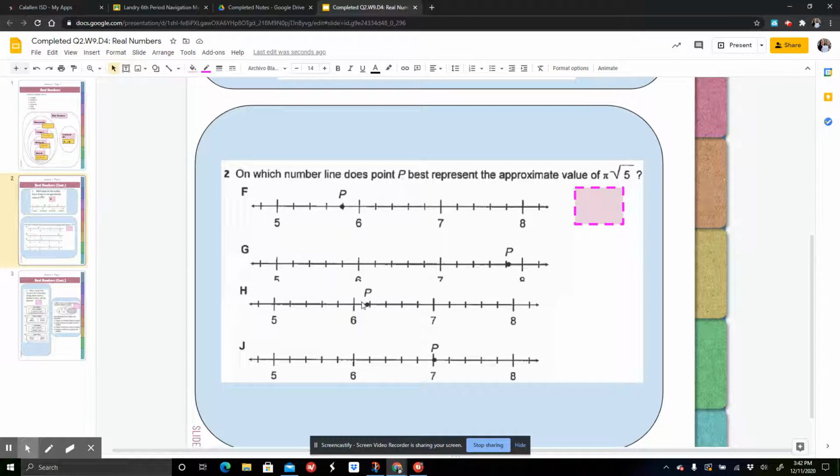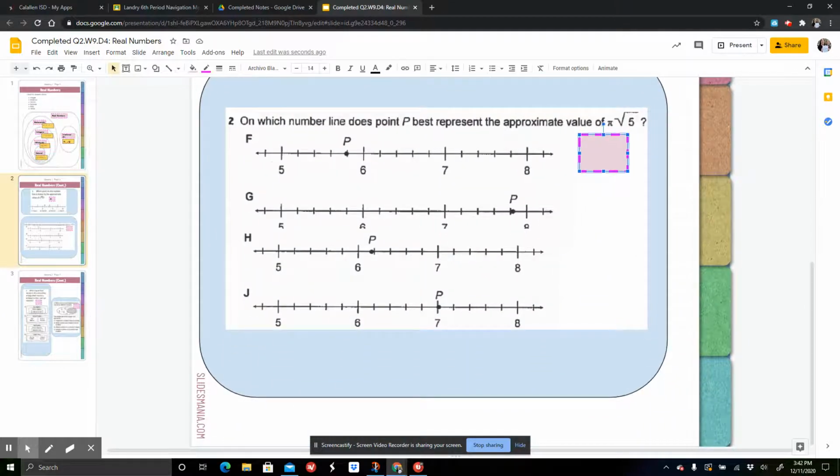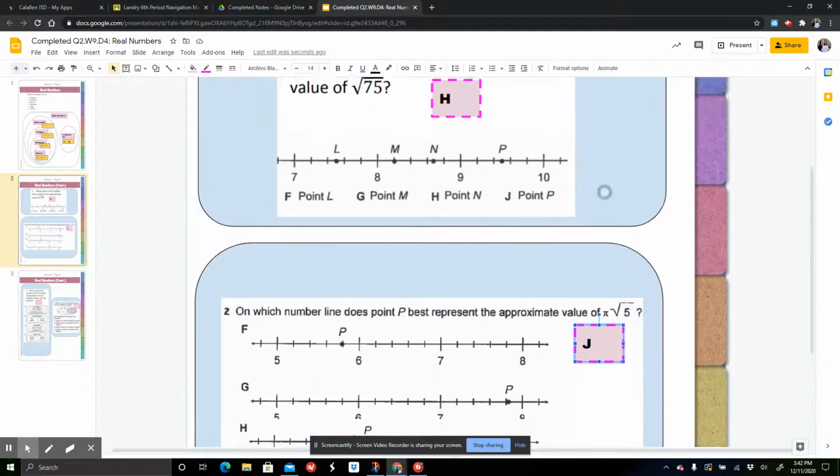On H, it's not even past 7. It's all the way over here, so that's not correct. And on J, there it is. It's just a smidge past 7, so that's our correct answer choice. And that answer choice is J. Okay, so that's it for that second page.